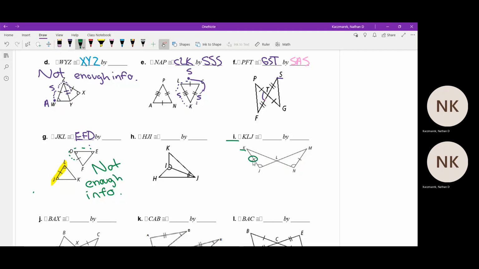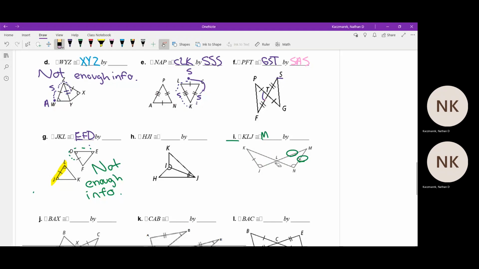K is next to one tick mark and no tick marks. Over here, one tick mark and no tick marks. I guess this also has no tick marks, but it's also labeled by that angle arc. The other one doesn't. So that one has to be going with M.